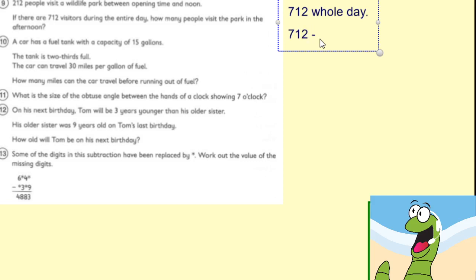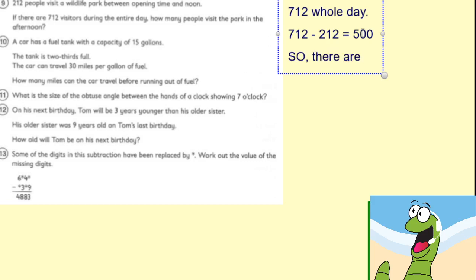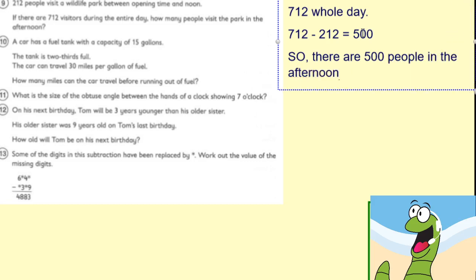subtract 212. That's a nice easy one. So 712 subtract the 212 gives us 500. So that means there are 500 people in the park in the afternoon. Okay, 500 people in the afternoon, that's your answer there. All right.